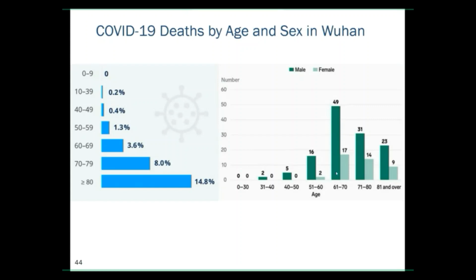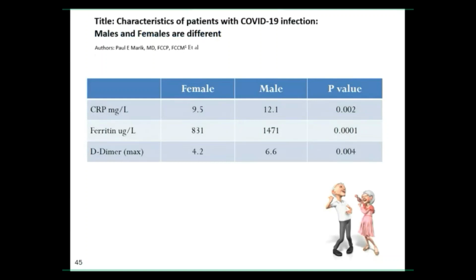And in the right side of the panel, you can see the risk of men dying is significantly greater than that of women. Now, this is a study we did contrasting the biochemical or inflammatory profile of men versus women, and what we found is males have significantly higher CRP, significantly higher ferritin, much higher D-dimer. So for a whole host of reasons related to testosterone, estrogen, and the X chromosome, the predominant reason is males have an exuberant inflammatory response.